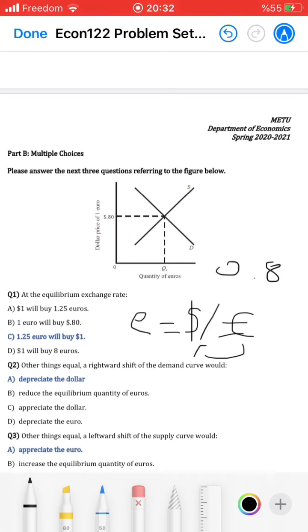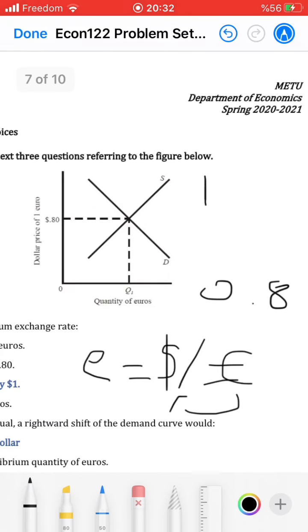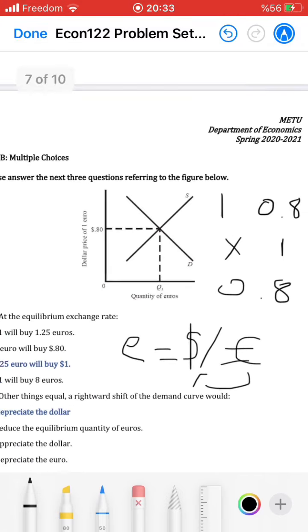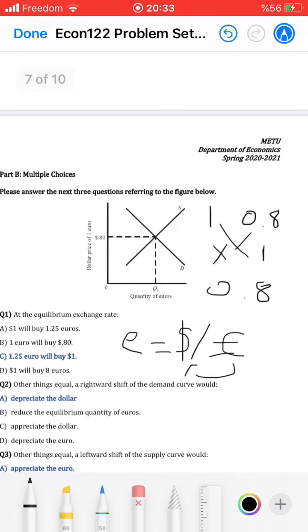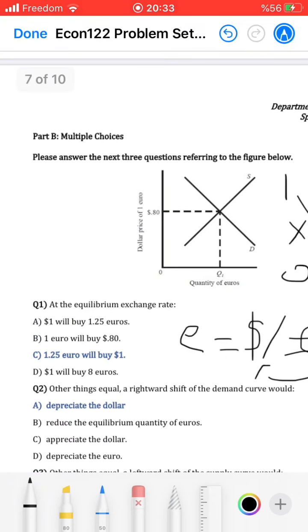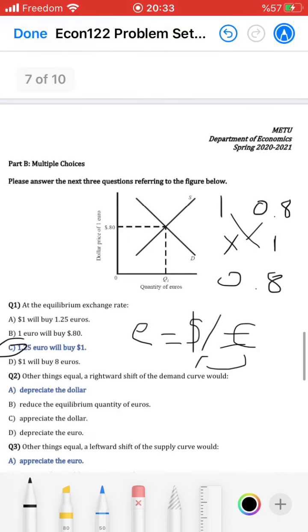Question 1, at the equilibrium exchange rate, you can simply find this by simple math. If 1 euro will buy $0.8, how much will a dollar buy in terms of euros? If you do this math, it will show you that $1 will buy 1.25 euros.